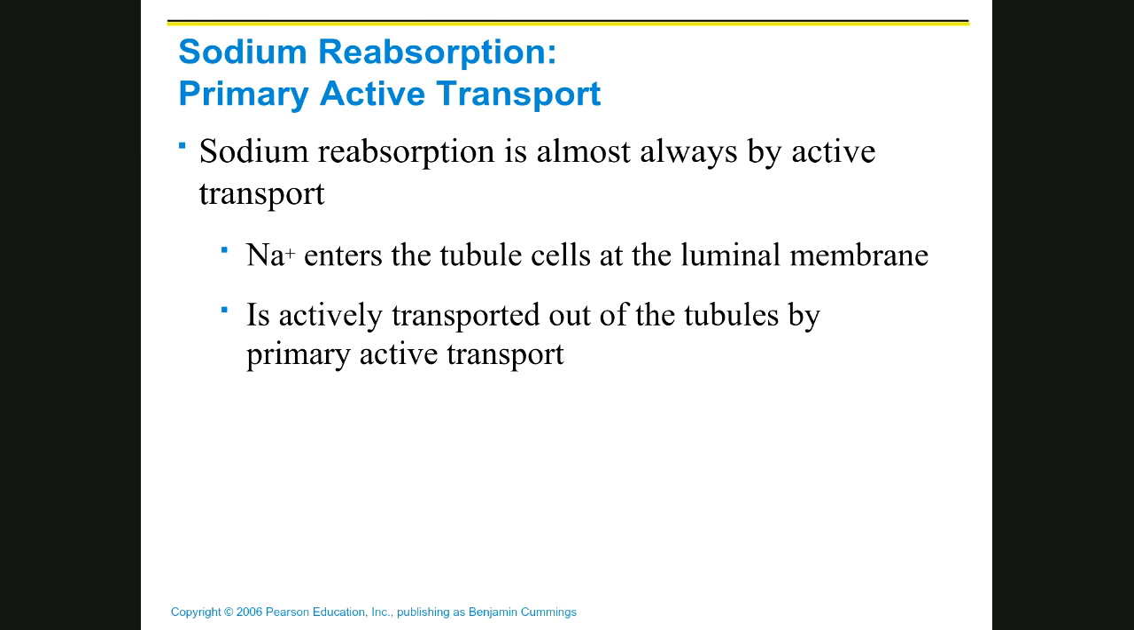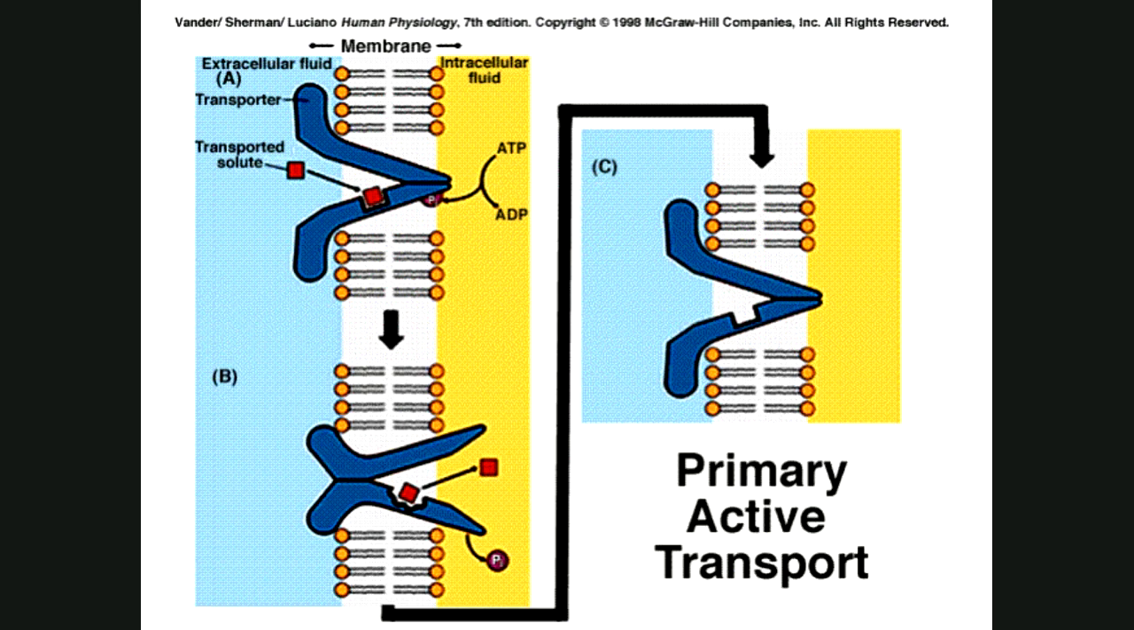So if you look at sodium reabsorption, it's almost always active transport. And so in order to do that, we're going to have a carrier. So here's the carrier, and there's the sodium right there. And we're going to use an ATP. And what it's going to do is it's going to kick it to the other side. So we're going to move it from the filtrate back into blood. And this is active transport. Again, you have to have the carrier, and you have to have the ATP.